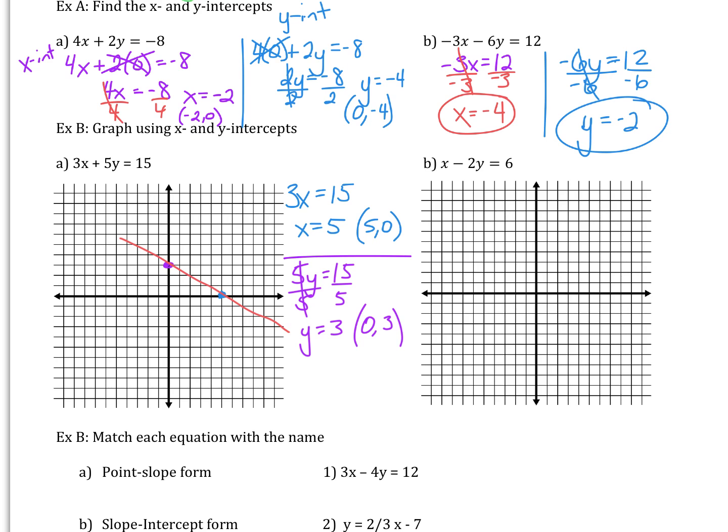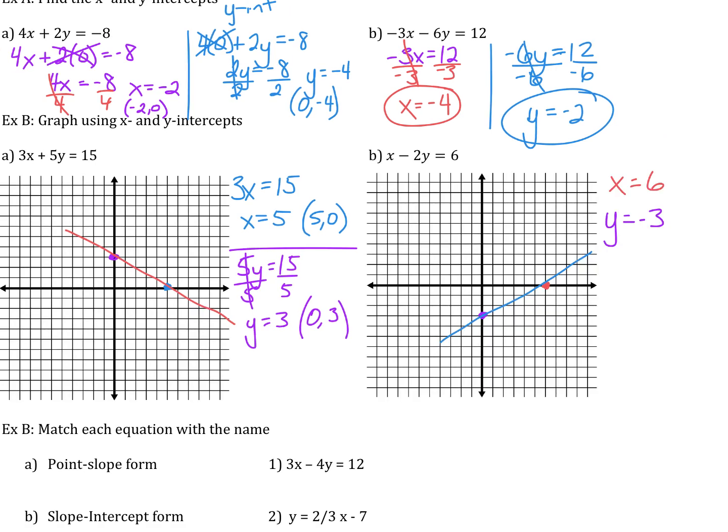What's the visible thing in front of the x? 1. Good. Okay, go. So it's kind of nice with the x one. You just cover up the negative 2y, right? That goes away, so x equals 6. And then 6 divided by negative 2 gives you negative 3. Any questions on either of those?